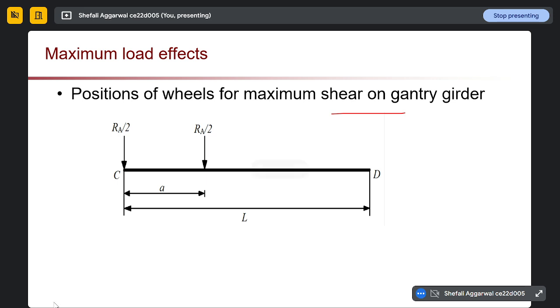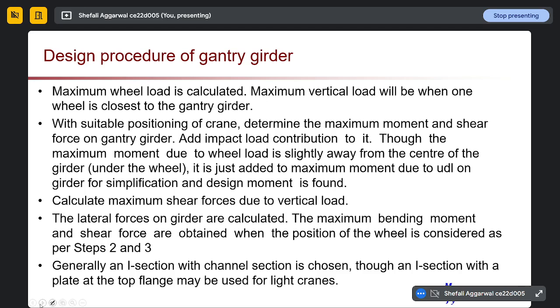Next are the different design procedures of our gantry girder. First, we calculate the maximum wheel load. Then we calculate the maximum vertical load on our gantry girder using case one, which we have seen now. Then we position our crane in such a way that we get maximum moment and maximum shear on our gantry girder. For maximum moment, we calculate that the CG point of the gantry girder and the CG point of our wheel loads should be equidistant. And for the maximum shear, one of our wheels should be at the end of our gantry girder.